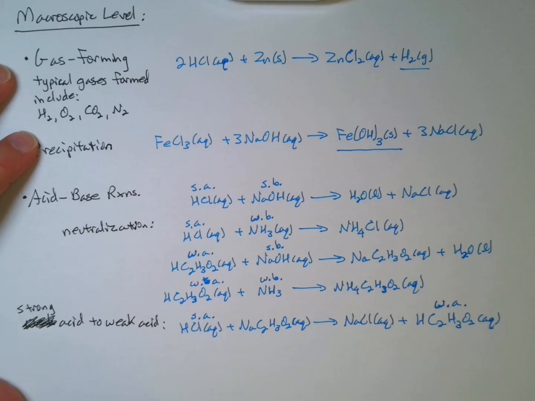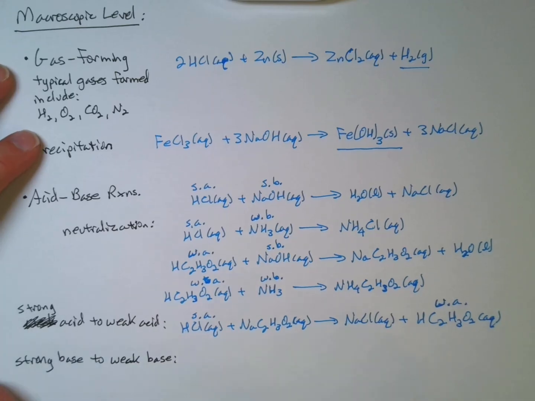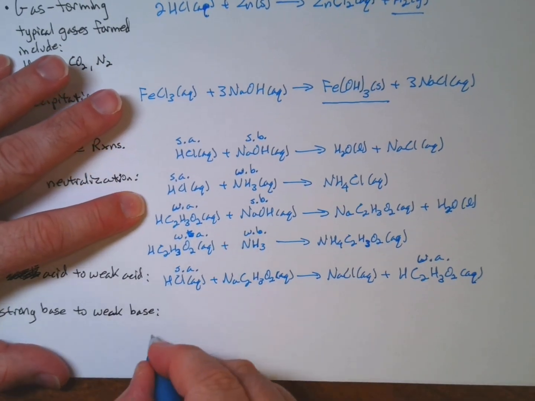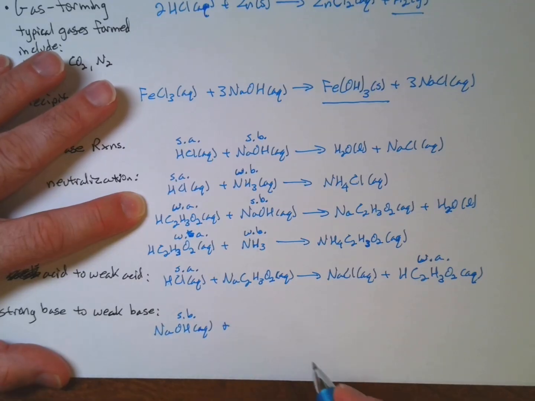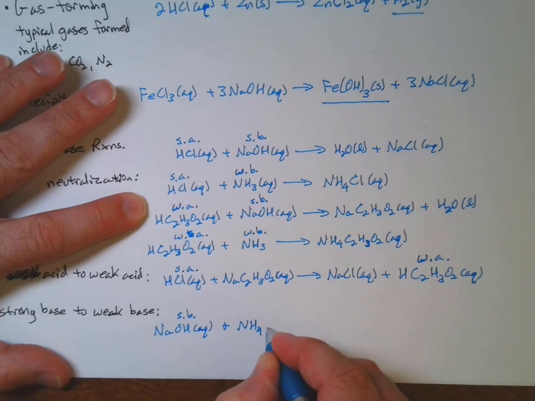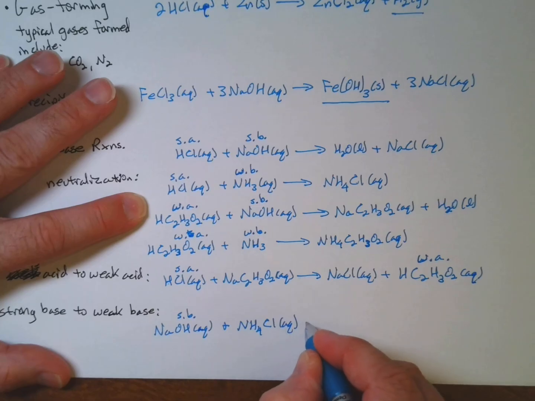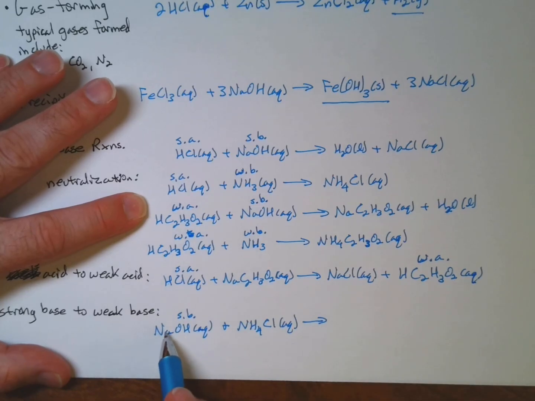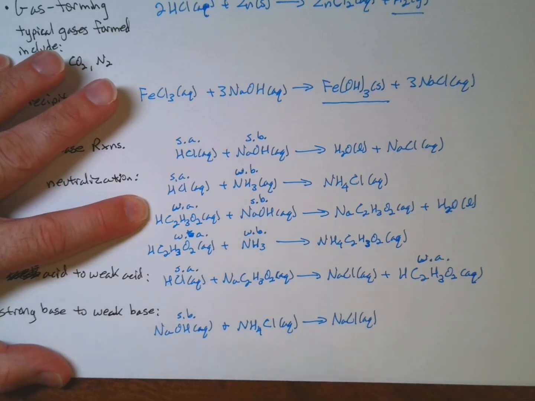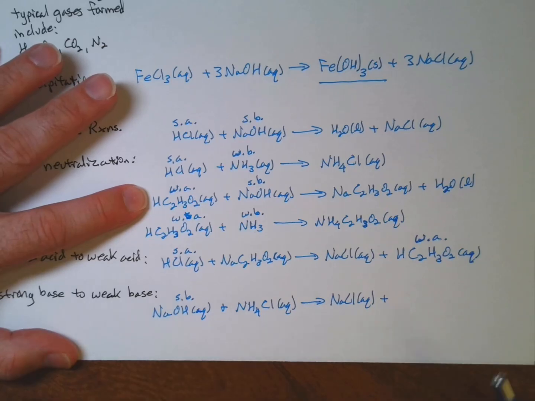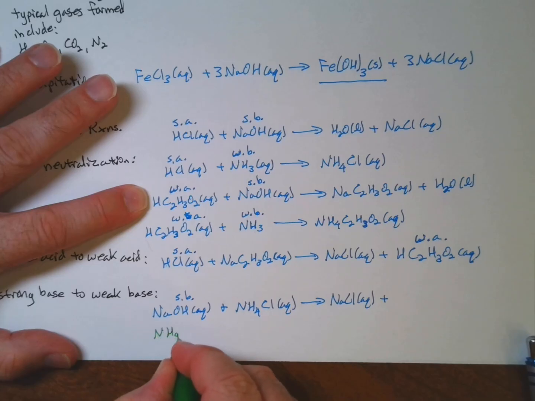Similarly, we could go from a strong base to a weak base. And it would look something like the following. A strong base could be something like NaOH. It's a strong base. And then we will add NH4Cl, aqueous. And what happens is we're going to swap the Na and the NH4, and so we'll have NaCl, aqueous, plus, here's the thing, if we swap the NH4, we get something, let me do this in a different color here, I'll do it in green, we get NH4OH.